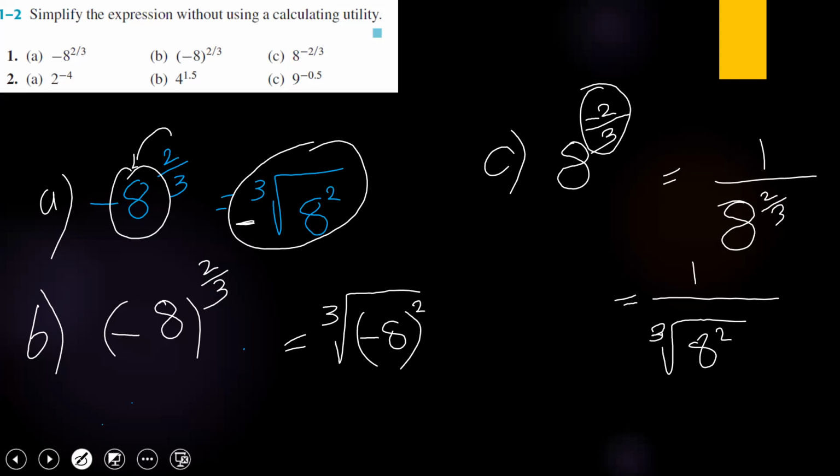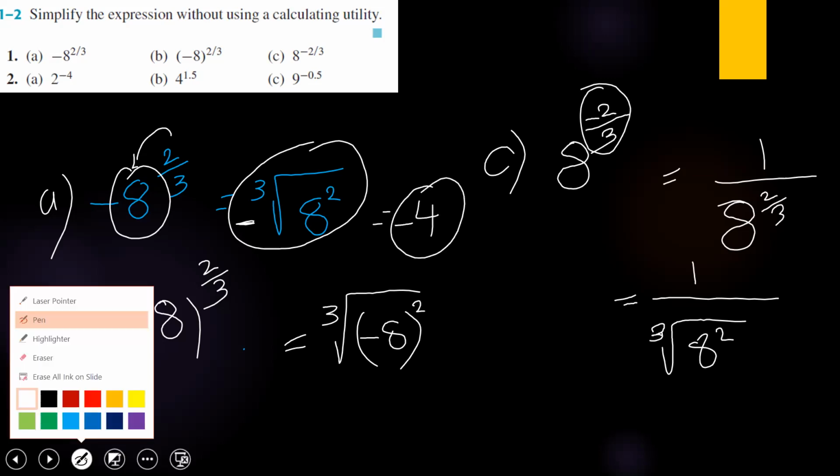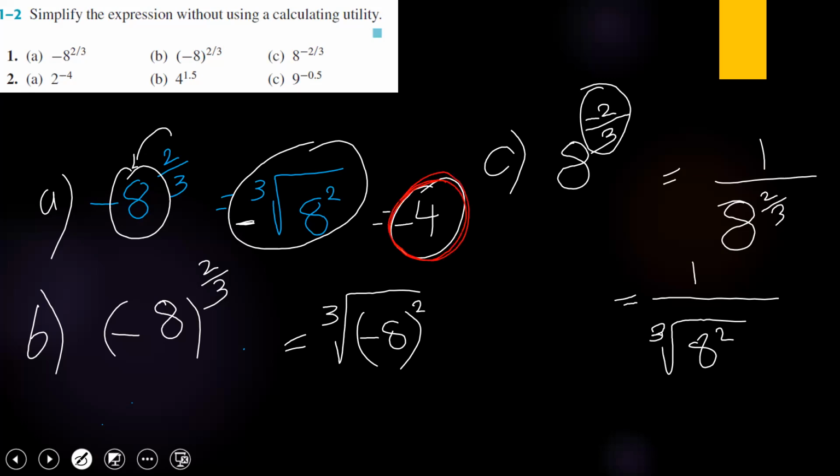Okay. This will be now C. Now look at them for 1 minute. Tell me if you have any question. Then let's find the answer now. 8 squared is 64. What is the cubic root of 64? It is 4. No, it's not the square root, it's the cubic root. It is 4. So the answer here is negative 4. Let's write it in red color. So the answer here is negative 4.